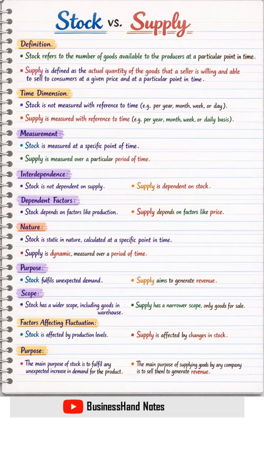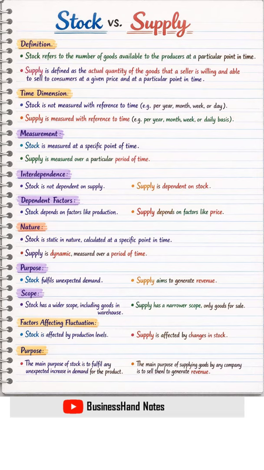Stock is not measured with reference to time. It simply shows availability at a specific moment and is not expressed on a yearly, monthly, weekly, or daily basis. Supply, however, is always related to time and is measured over a period such as per day, week, month, or year. The stock of a commodity is measured at a specific point in time, such as on a particular date. Supply, on the other hand, is measured over a particular period of time, indicating how much of the commodity is offered for sale during that duration.